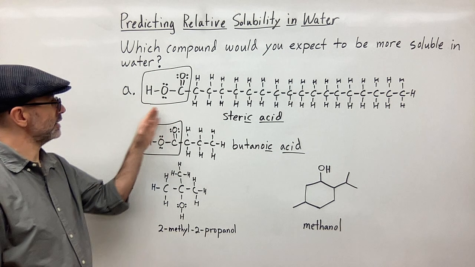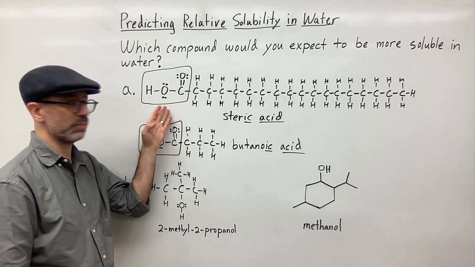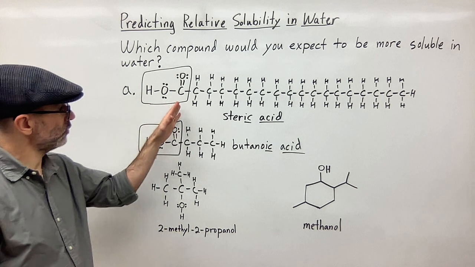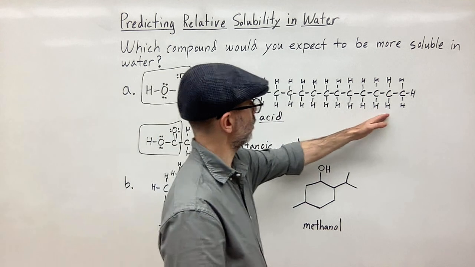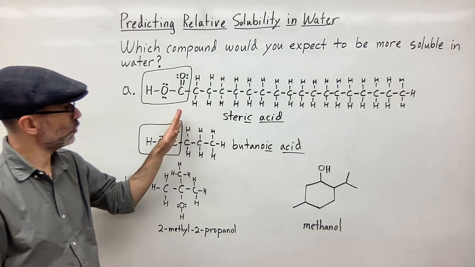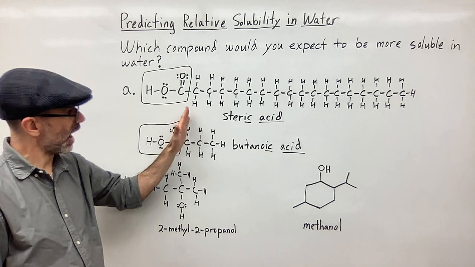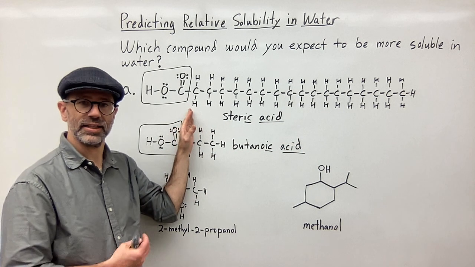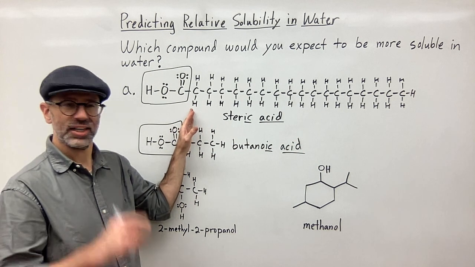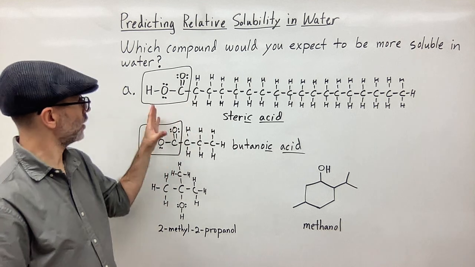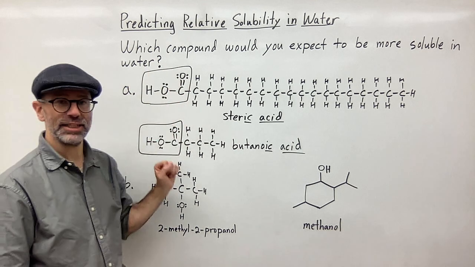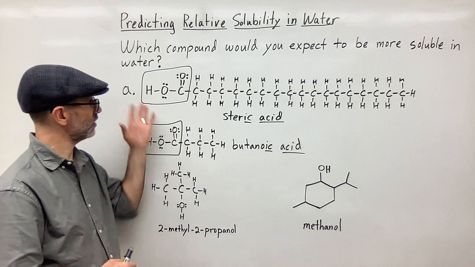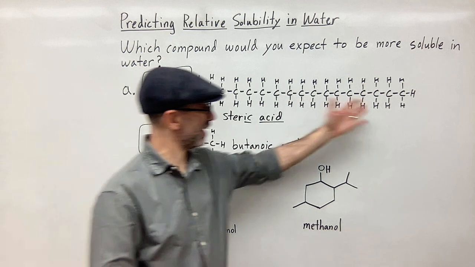So the stearic acid has the carboxylic acid group, and that's a pretty polar group. But then you see this really long chain of carbons and hydrogens. So you've got this very non-polar group, which we could say is hydrophobic. It doesn't like water. Water doesn't really like it. And here we have what is called the hydrophilic group. Hydrophilic is water loving. This likes water. This doesn't like water.